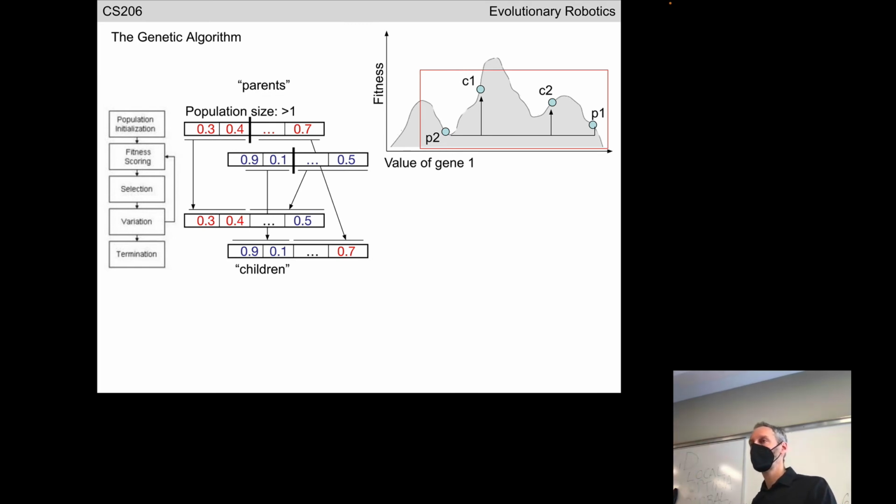Are we assuming it doesn't have mutation? On the cartoon here, we don't have mutation, but yes, genetic algorithms also include mutation. So sometimes we mutate, sometimes we sexually recombine, sometimes we do both.